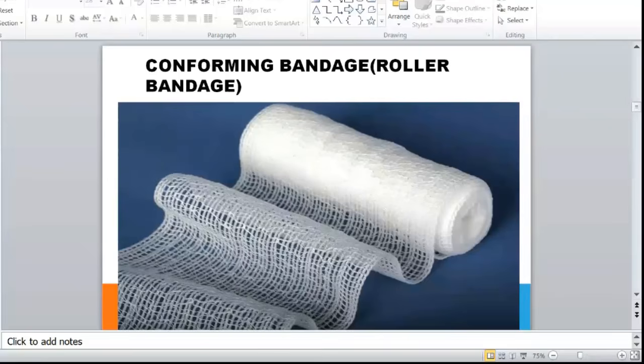So this is adult class. It should be interactive. What do we mean by irregular part of the body? Irregular are the hands. Are your hands regular? The knee, the elbow. Those are irregular body parts. So we can use a conforming bandage. It's a type of roller bandage.